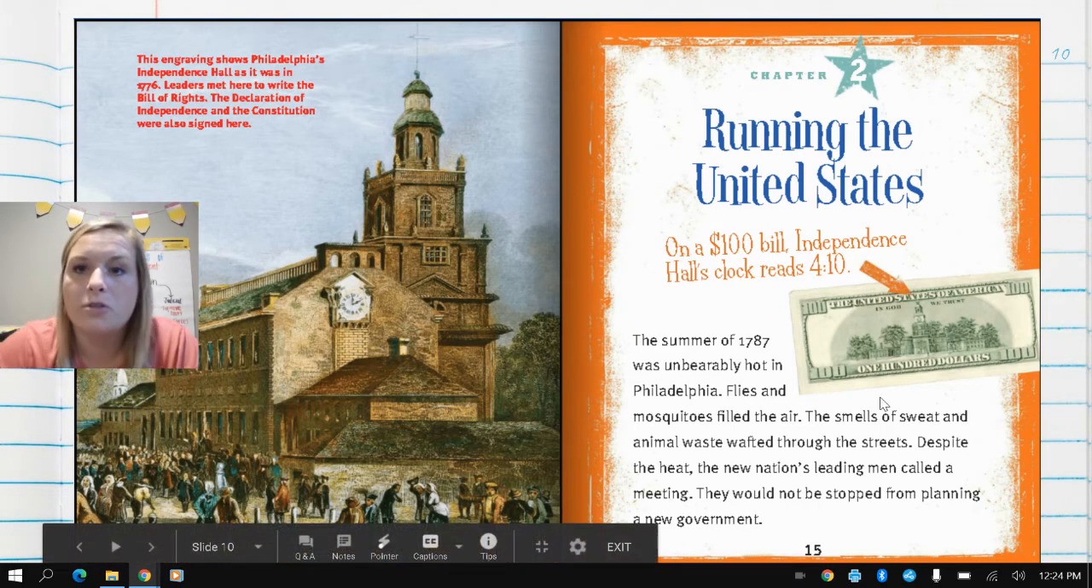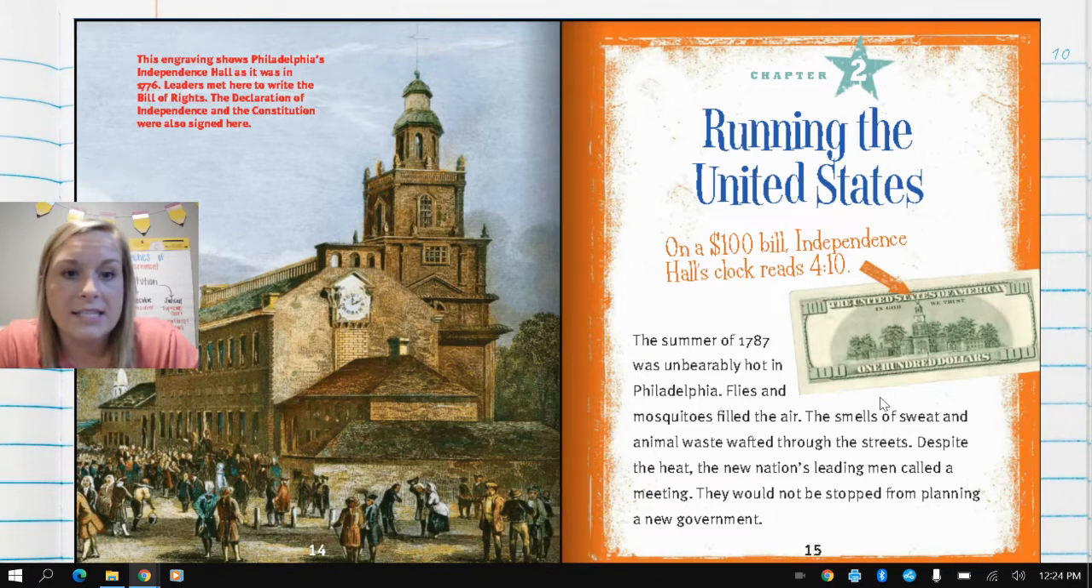So here we are, chapter 2, running the United States. So at this point, we had come from Britain and people had come over, started claiming land, but then Britain was treating people poorly by making them pay a lot of money and having a lot of laws. So then the United States gained their independence. But now they're thinking, how do we decide to run this country? We no longer have a king that we're under or a parliament. So that's where we start to go from there.